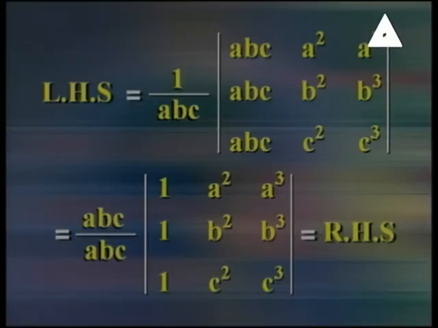Then we deduce the right hand side: determinant with 1, 1, 1 in the first column, A squared, B squared, C squared in the second column, A3, B3, C3 in the third column. Then left hand side equals right hand side. Remember, dear student, if we multiply the first row by A, the second row by B, the third row by C, and after that divide the determinant by ABC, the left hand side must equal the right hand side.